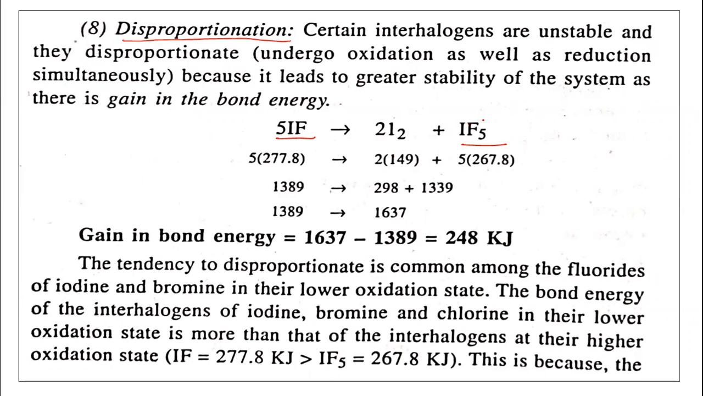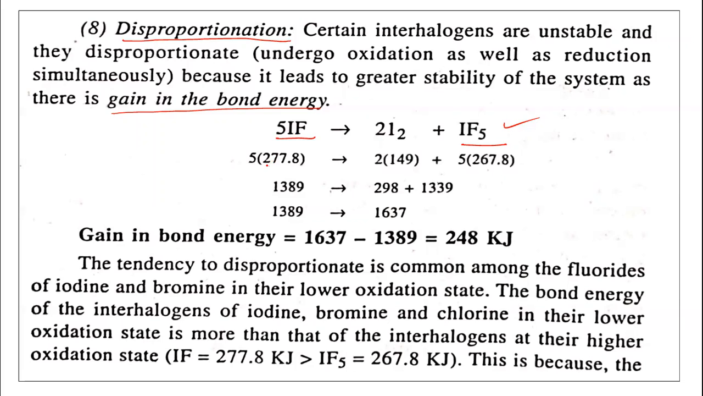So you can see this reaction now. Iodine monofluoride is converted to iodine pentafluoride. Here we have taken 5 molecules. And why does this disproportionation take place? The reason is that there is a gain in bond energy. Whenever the conversion takes place, if there is a gain in bond energy, then the interhalogens undergo the disproportionation reaction, otherwise it is not possible. So you can see here 5 IF bonds are there.